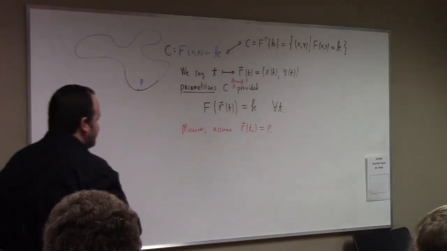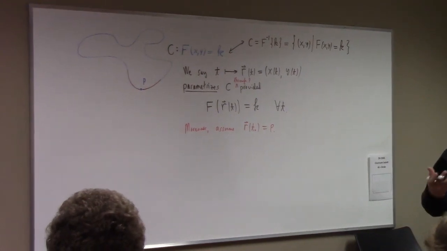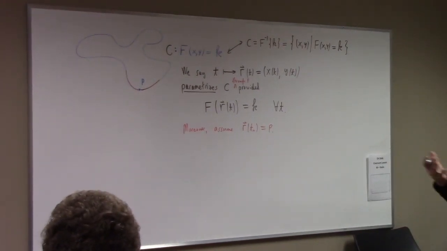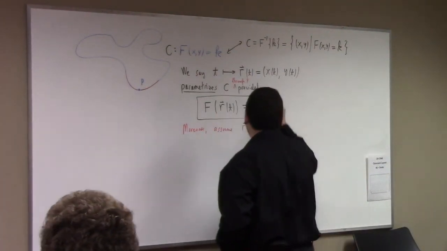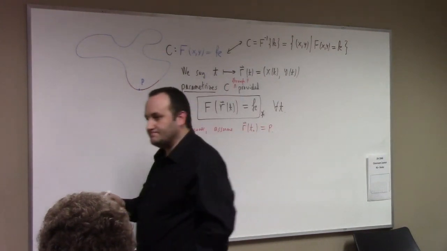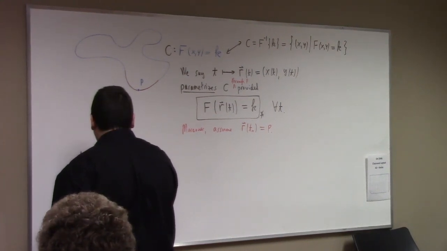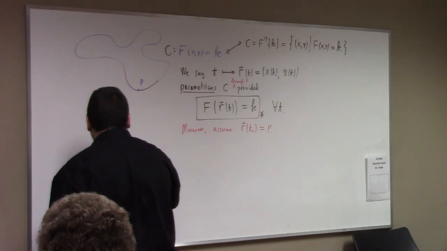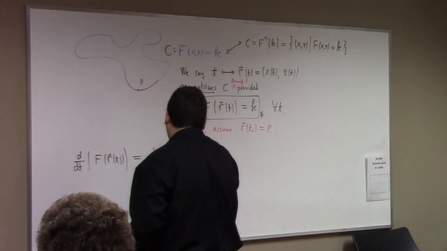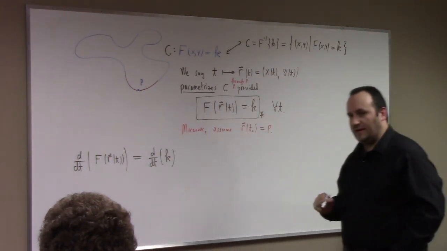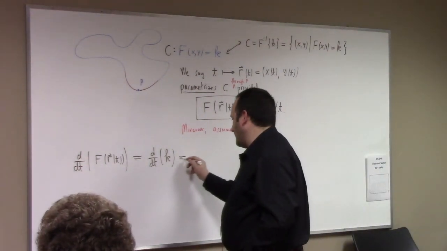So anyway, larger point here. What is the relation geometrically between the parameterization and the gradient? What we've got to do is take our equation, let me call it star, and differentiate it. So what's the derivative with respect to time of f of r of t? That should be equal to the derivative with respect to time of the constant k. It's a constant k. What's its derivative? 0. None of us should have trouble with the right-hand side.